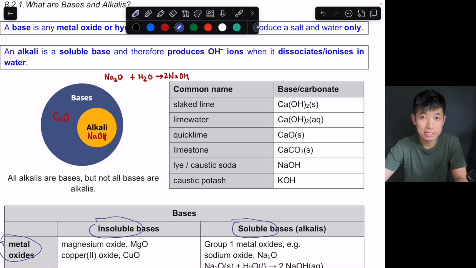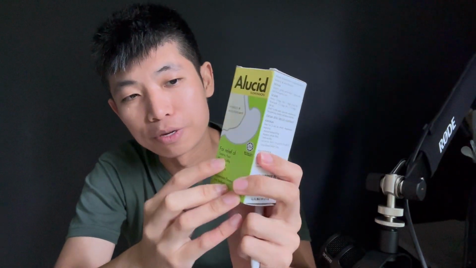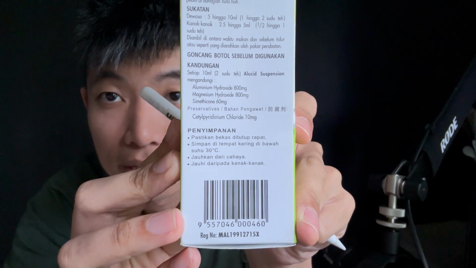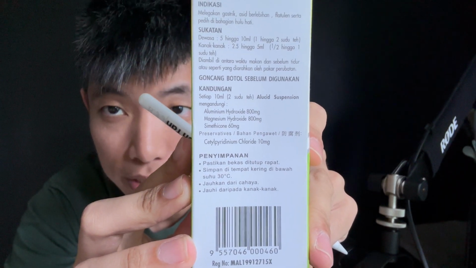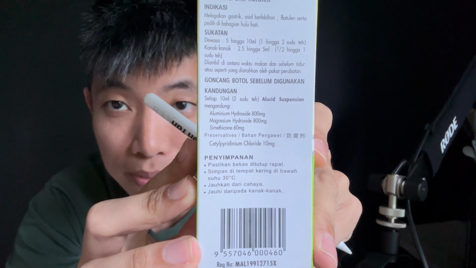You can find many bases in your everyday life. One of them is milk of magnesia, which is used to treat heartburn, for example. And another one which I have here, you can actually get it from the pharmacy for relief of gastric pain. If you look at the ingredient list over here, I'm not sure you can see very clearly, it says that it contains aluminium hydroxide and magnesium hydroxide.